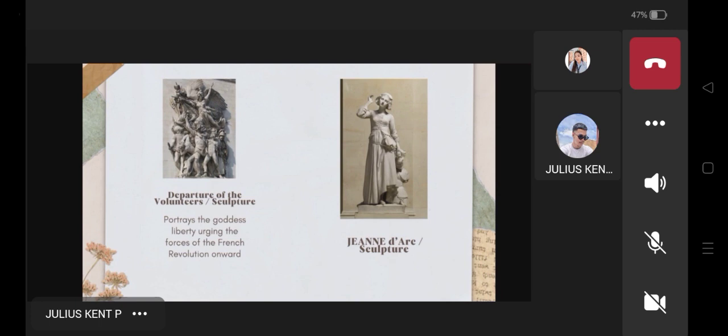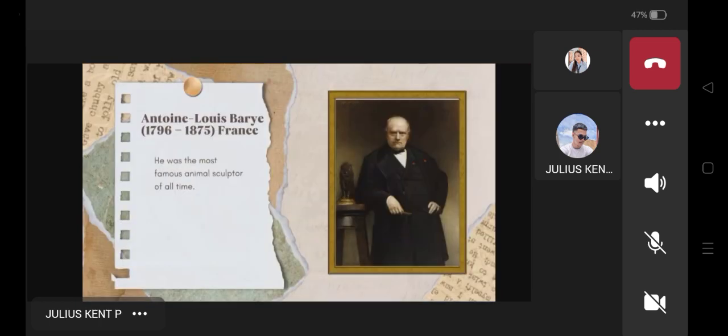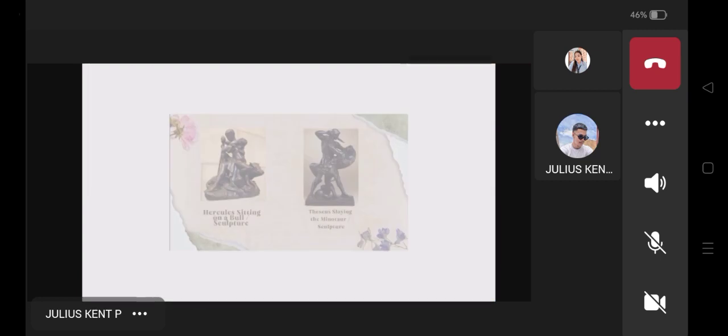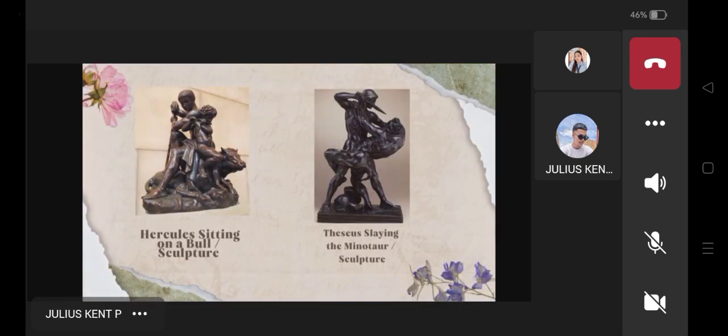Yan. The next, si Antoine Louis Barye. Yan. He was the most famous animal sculptor of all time. Yan. Ito yung dalawang famous na ginawa niya. Yung Hercules Sitting on a Bull. Yan, sculpture. Then, nagawa niya ito, date 1830s. Tapos yung medium na ginamit niya is bronze.